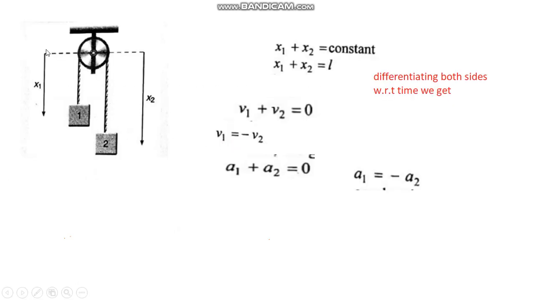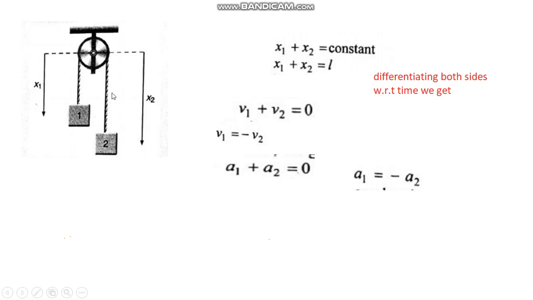If you take the same example, for developing this constraint equation, we have to take a reference line. This reference line can be taken anywhere. Let us say we are taking it at the center of the pulley. One thing is fixed here: the length of the rope is fixed. This mass is going down, then this mass is going up. In the whole journey, the length of the rope is fixed.